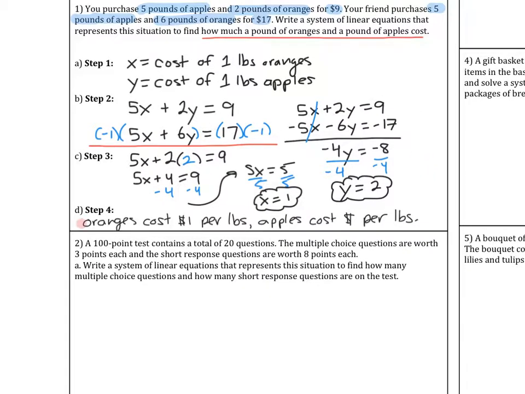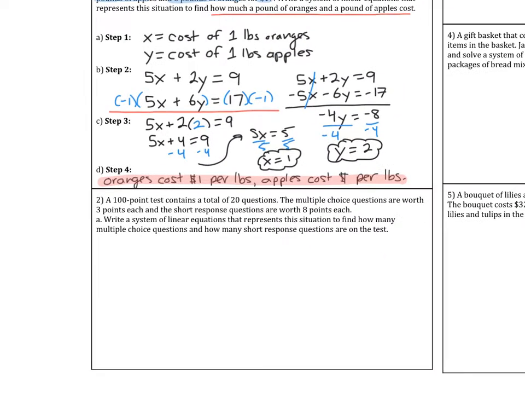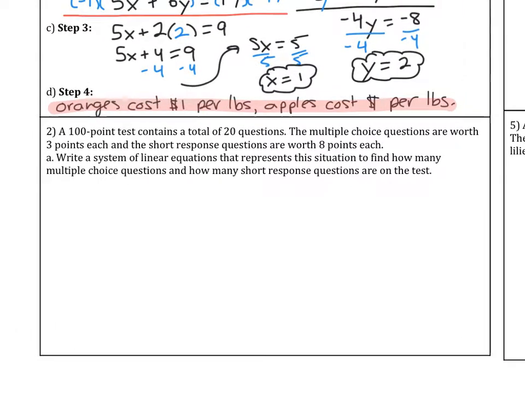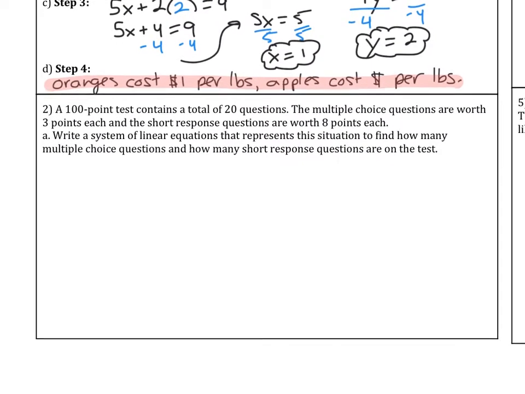So once again, we defined our variables, we made our equations, we solved, and we wrote a complete sentence as our final answer. All right, let's move down to number 2. So here, we're going to follow the same process, but it's not as written out for us. So this one says a 100-point test contains a total of 20 questions. The multiple choice questions are worth 3 points each, and remember it's a 100-point test, and the short response questions are worth 8 points each. So there's 2 different types of questions. There's the multiple choice and there's the short response.